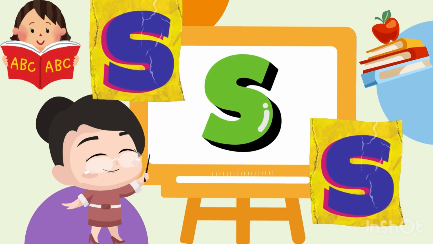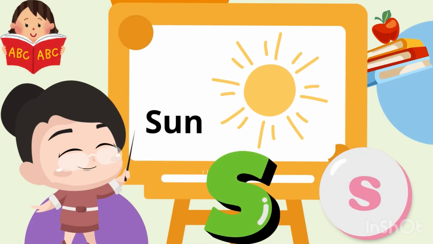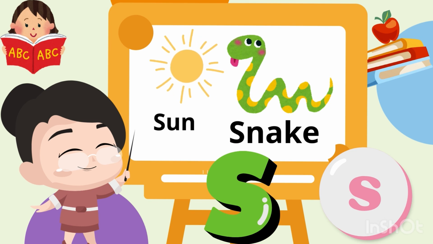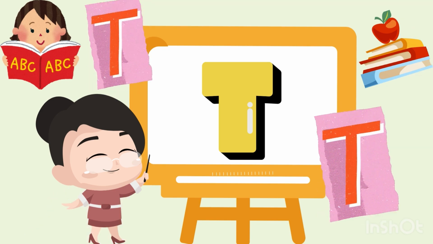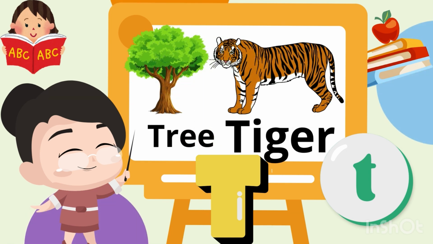S is for sun. S is for snake. T is for tree. T is for tiger.